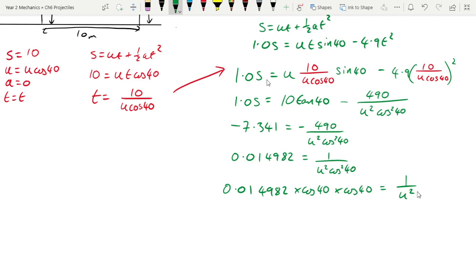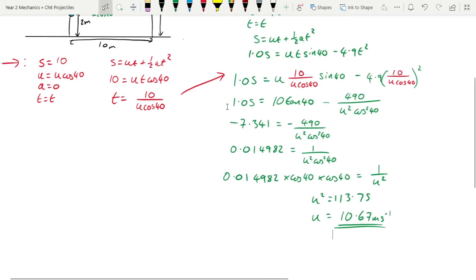So now I'm just going to do 1 over both sides. On my calculator I'll just do 1 divided by answer, which then gives me u squared equals 113.75. And then I can square root it. So I get 10.67 meters per second. That's my final answer. So that's certainly a trickier question.